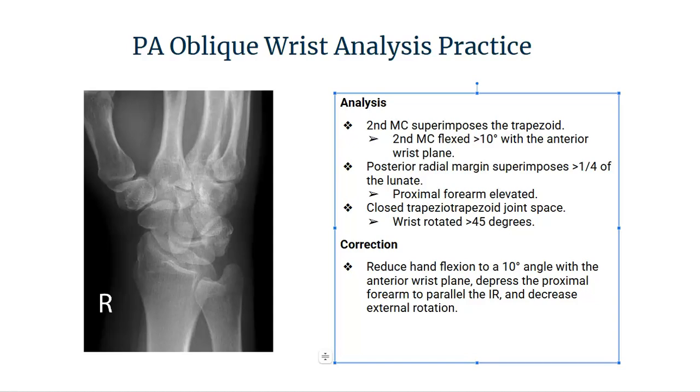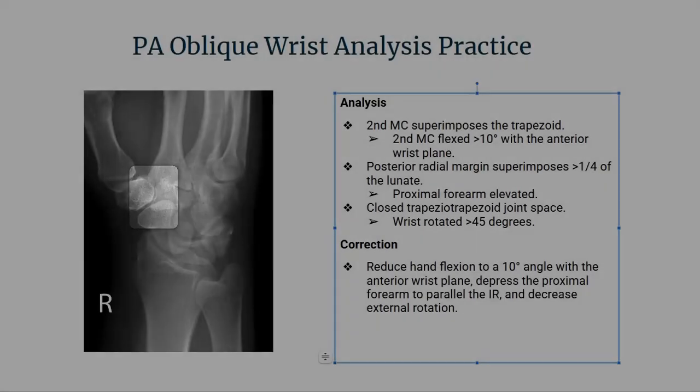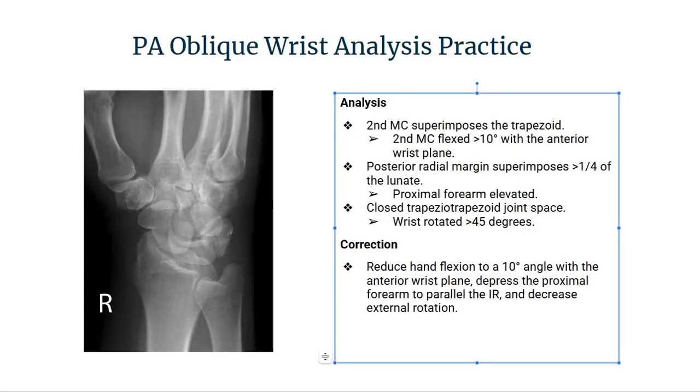We also can see that the trapezio-trapezoid joint is closed and the wrist is rotated externally beyond that ideal 45 degrees. So how do we correct these issues? We want to start by reducing that hand flexion. We want to depress that proximal forearm so it's parallel with the image receptor. And then finally, we want to decrease that external rotation to that 45 degrees so that we can obtain that optimal image for the PA oblique projection.